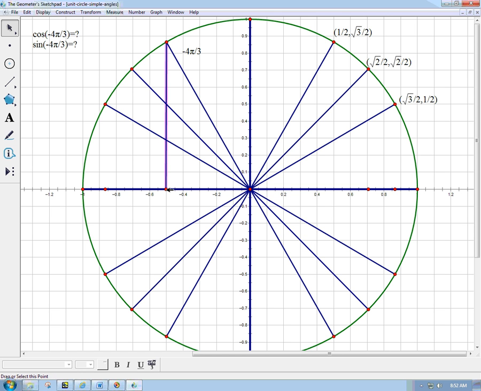Now, it's on the left-hand side. It's in quadrant 2, so this is going to be negative here. But it's going to be the negative of its partner over here. Another way to say that is the reference angle, the angle to the x-axis, is 60 degrees. It's going to have these values that come from pi over 3 or 60 degrees over here. You just have to get the signs right.